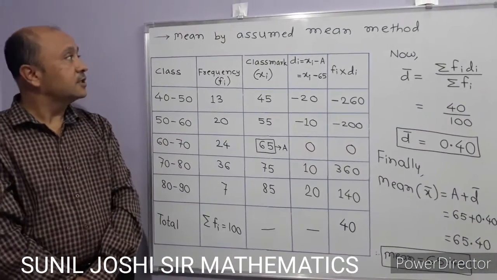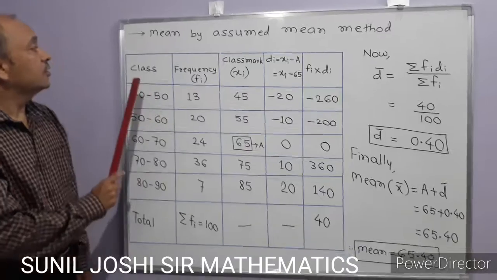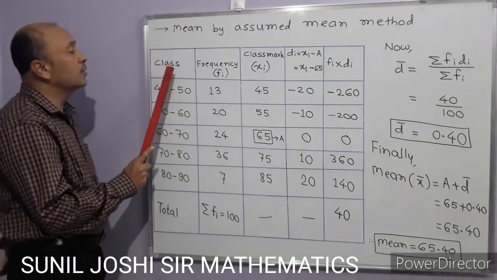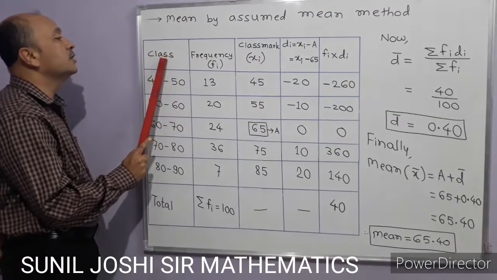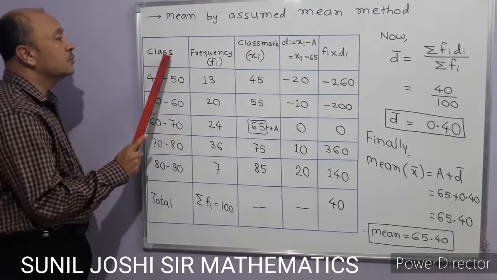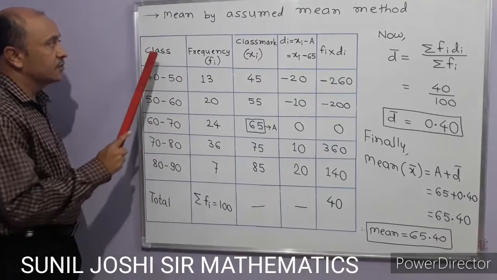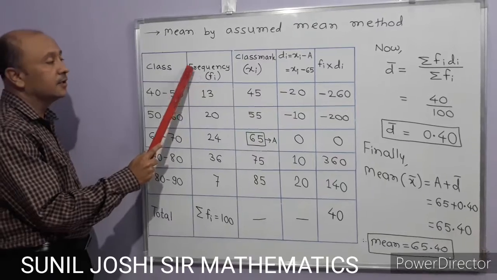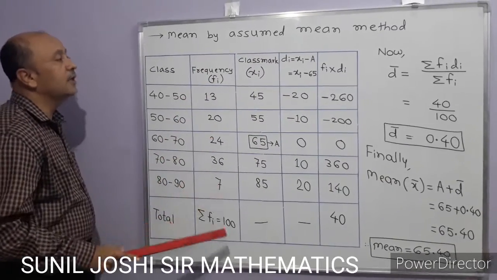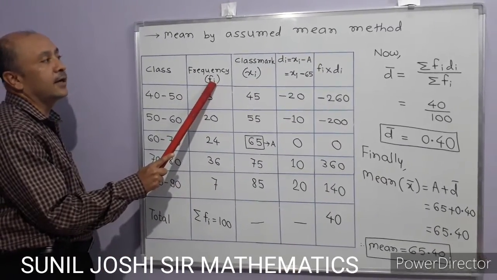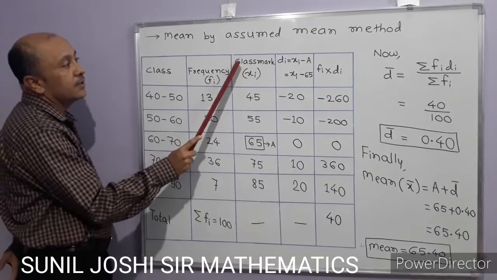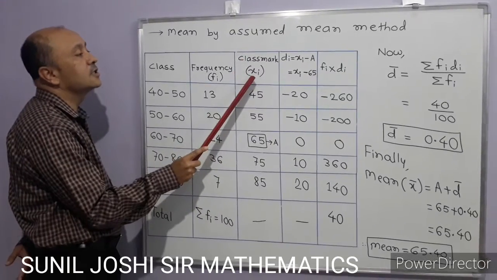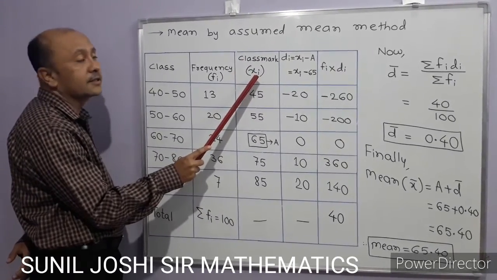Yes students, let us see the table, how it is solved. We have seen the question. In that question there were two columns, class and frequency, but these two columns were given horizontally, so we made them vertical. The first column is class, written vertically. The second column is frequency, denoted by the letter fi. Then the third column is xi, the class mark. It is also called the midpoint of the class, and it is denoted by the symbol xi.